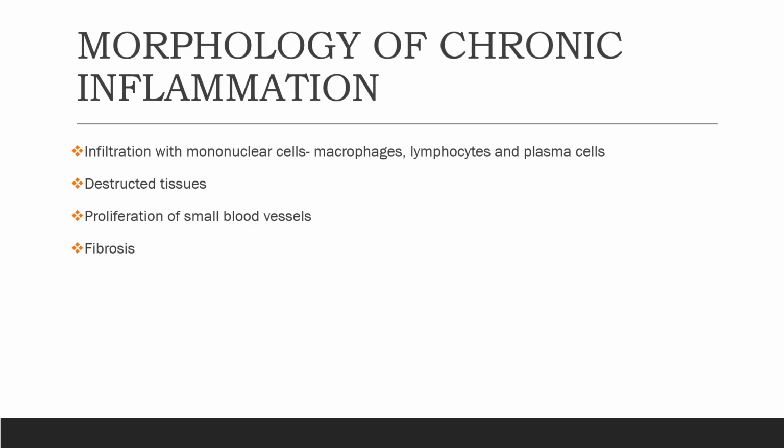So what is the morphology of this chronic inflammation? We can see infiltration with mononuclear cells. So what are the mononuclear cells over here? Macrophages, lymphocytes and plasma cells. Destroyed tissues are seen, and proliferation of small blood vessels and fibrosis are seen.